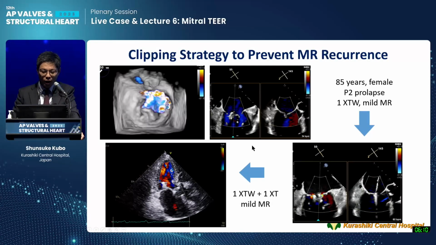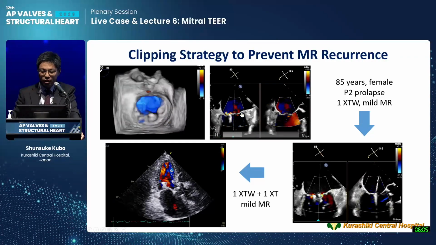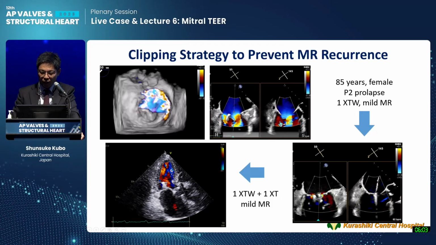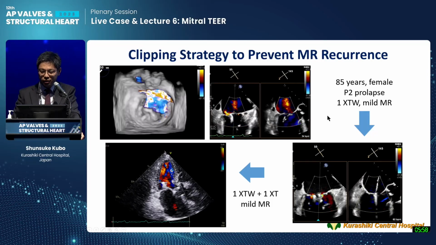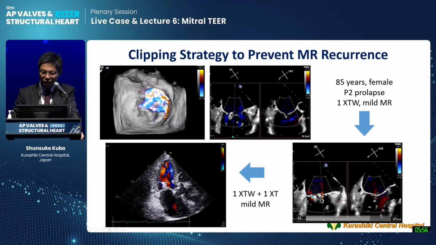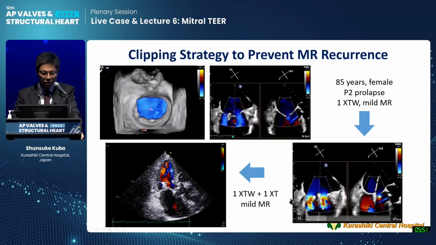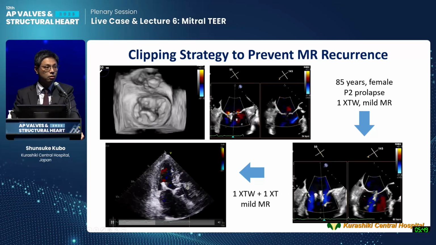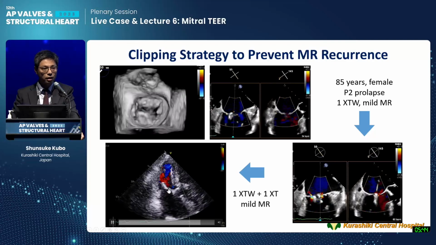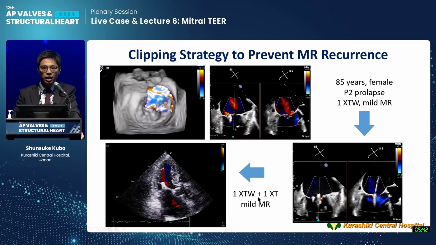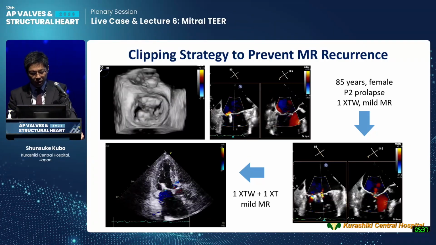This is the same wide P2 flare. So we put the one XTW in the medial P2, and there's a trace MR, but as you can see, there's some flare here. So we put the XT to this part. Actually, the MR has not changed so much, but at 1 year follow-up, there's no recurrence. The clip is very stable, and there is only a trace MR. So we have to consider this clipping strategy, especially in the primary MR.